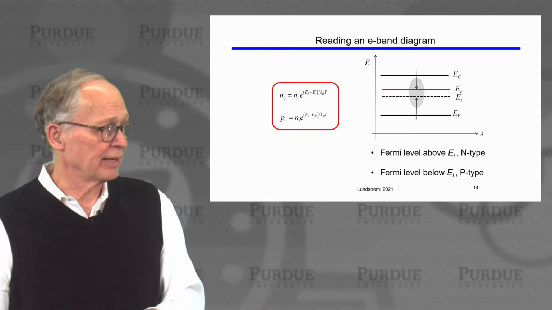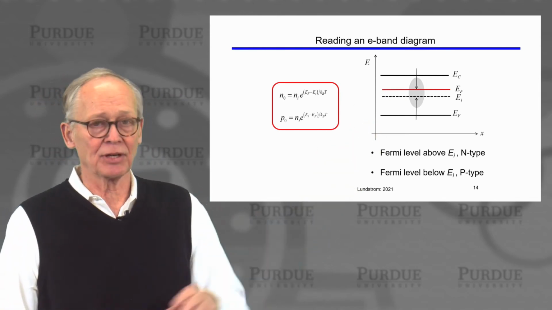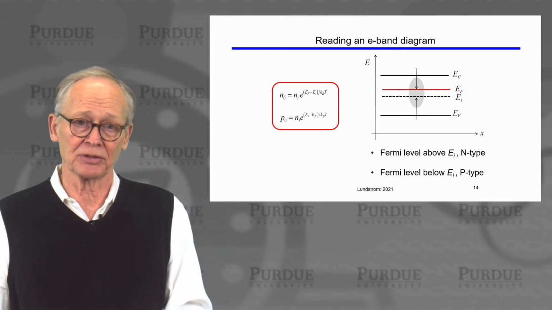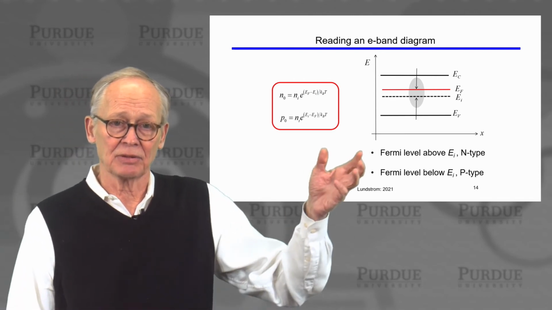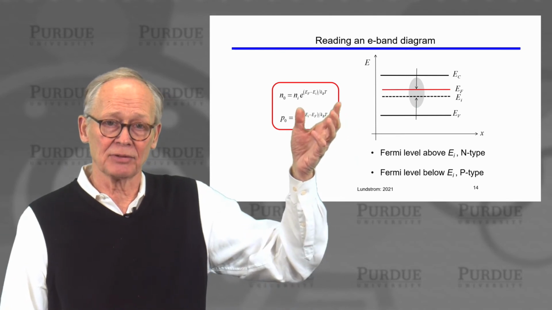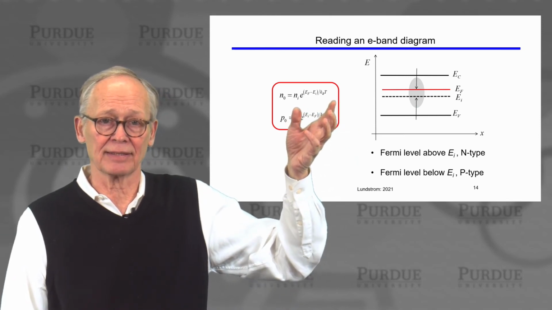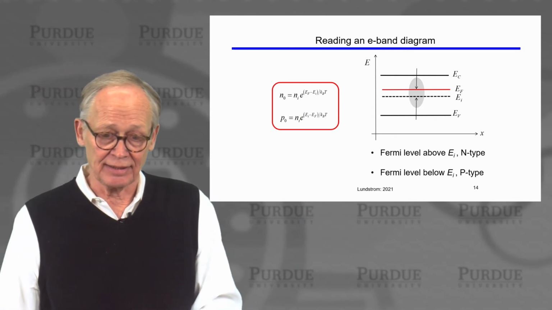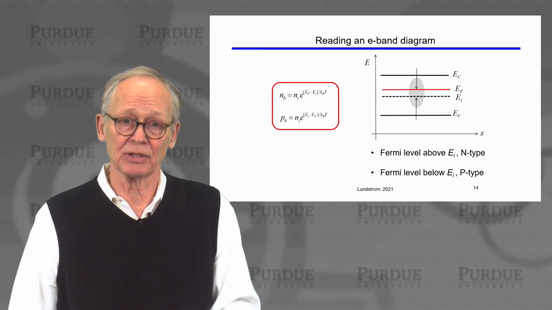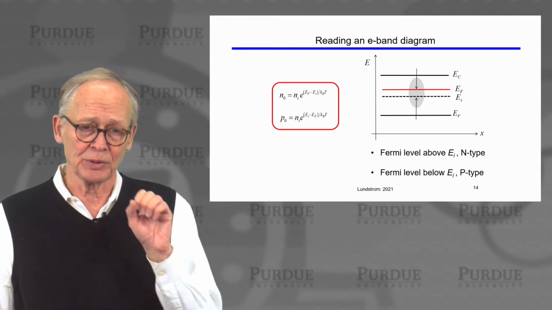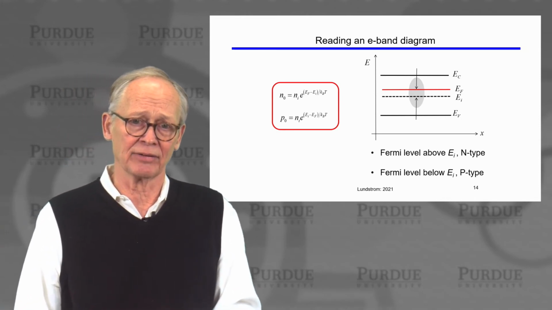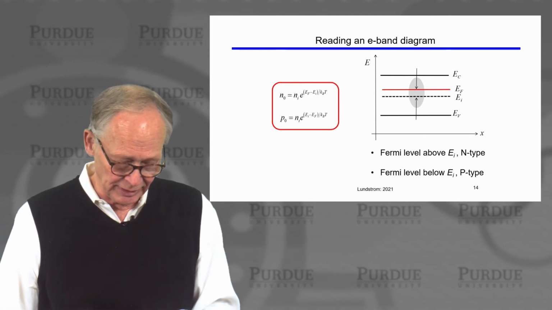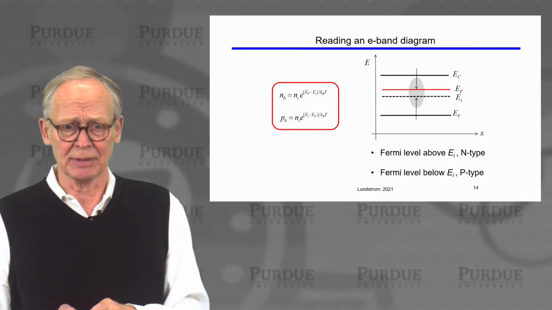So if we have an energy band diagram and we see the Fermi level above the middle of the band gap, above the intrinsic level, we know there are more electrons than holes. And as it gets more and more above the intrinsic level, closer and closer to the conduction band minima, we get more and more electrons. If we see the Fermi level below the intrinsic level, we know we have more holes than electrons. So we can quickly glance at an energy band diagram and deduce whether this is a p-type semiconductor or an n-type semiconductor that we are talking about.